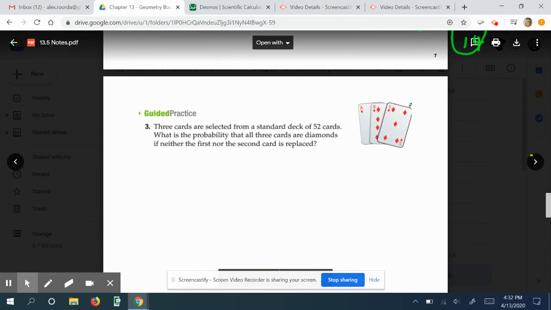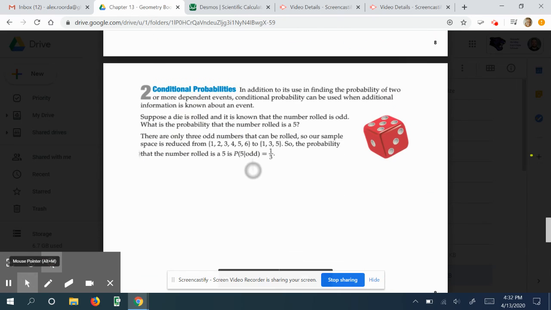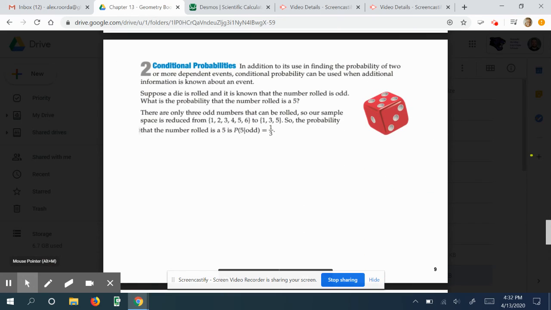So here's an example using cards, and notice that we are not replacing cards, and I want to know what the probability of getting this hand right here, both diamonds, would be. Now we have something called conditional probabilities. It says that when you're finding the probability of 2 or more dependent events, conditional probabilities can be used when additional information is known about an event.